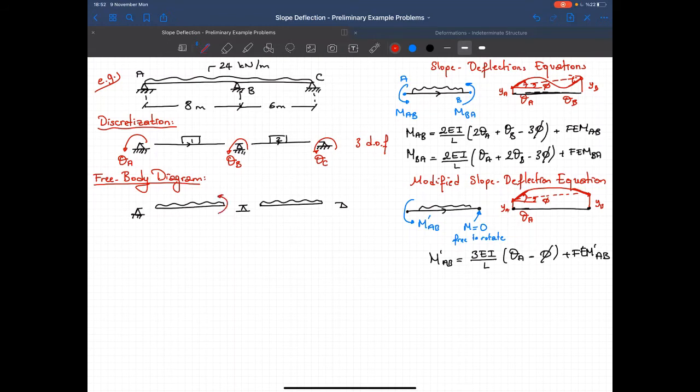So here I have MBA, that's MBC. Now I will use that the moment is equal to 0 information. Since I know the moment is equal to 0, while writing the slope deflection equations, I will use the modified ones.